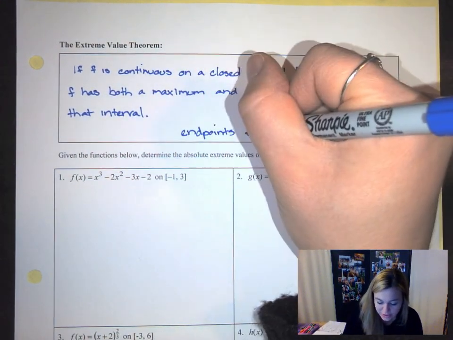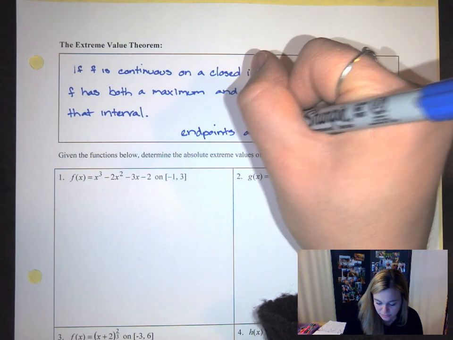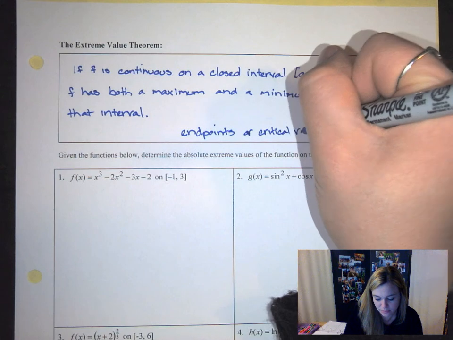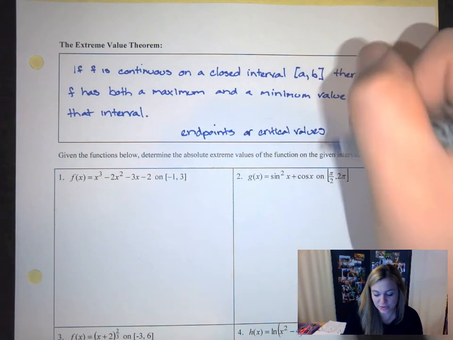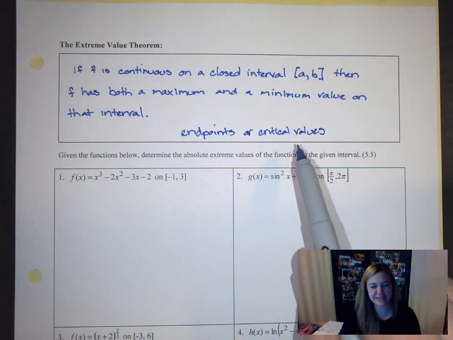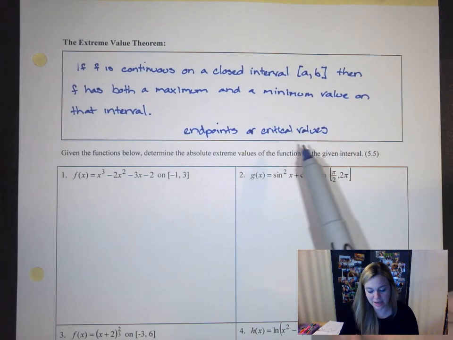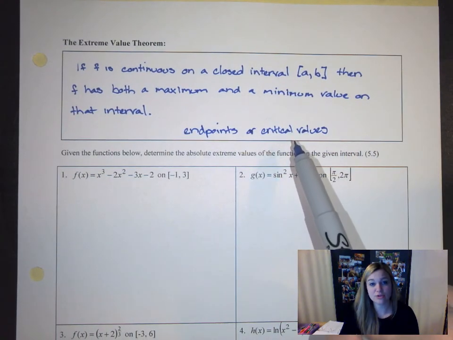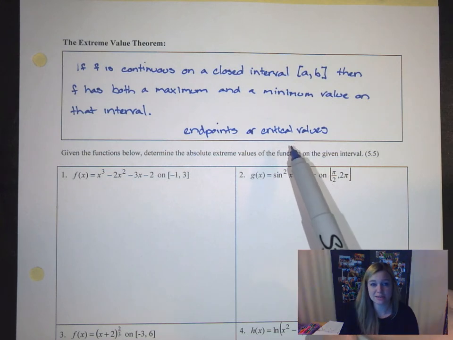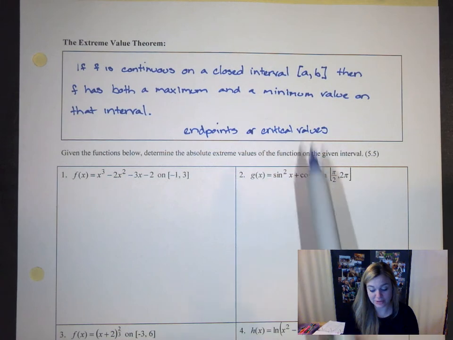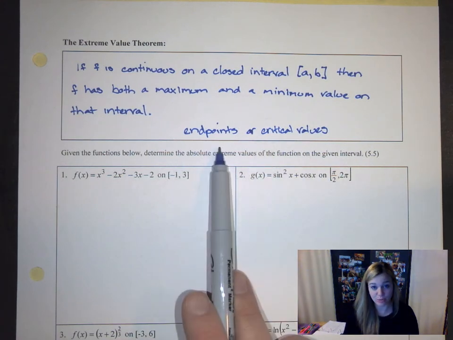occur at endpoints or critical values. What I mean by that is where the derivative, critical values, you've seen this term a couple times, but I know that it hasn't been super defined for you yet. Critical values are where the derivative equals 0 or does not exist. These are the numbers that we put in the chart. This is what will happen. So at critical values or endpoints.